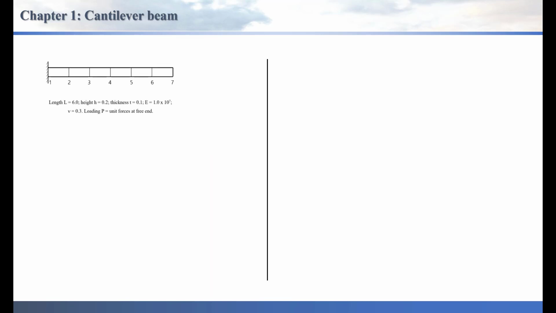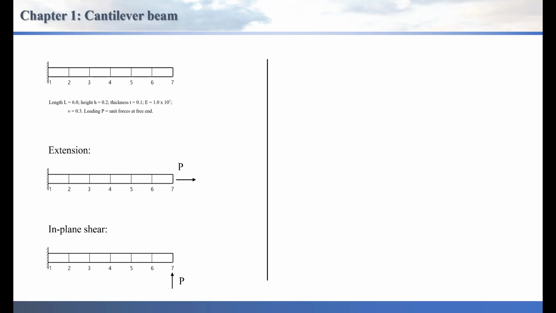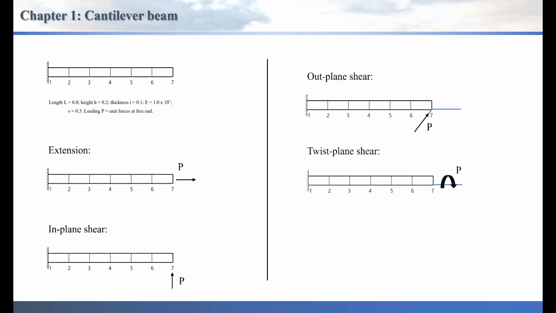The beam problem shown in the figure was modeled using 2-node elements or frame elements. 4 different types of loadings are employed discretely at the free end: extension, in-plane shearing, out-of-plane shearing, and twisting moment. These are considered as a convergence test to compare results.